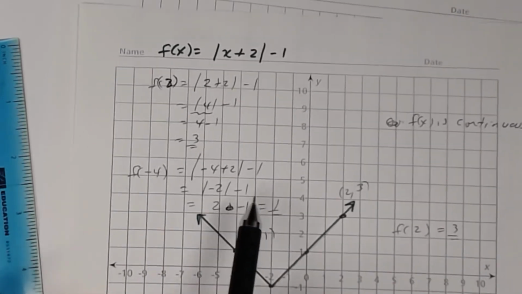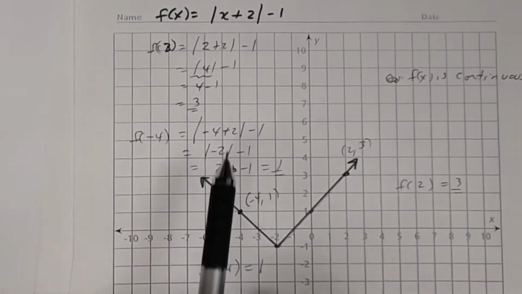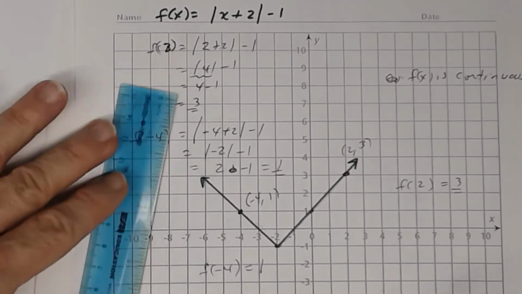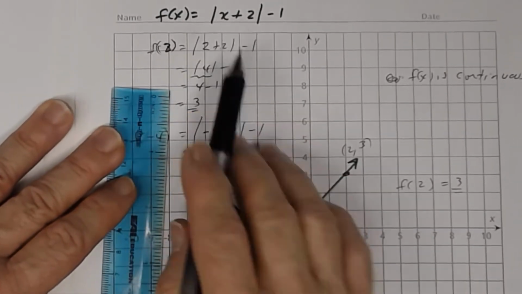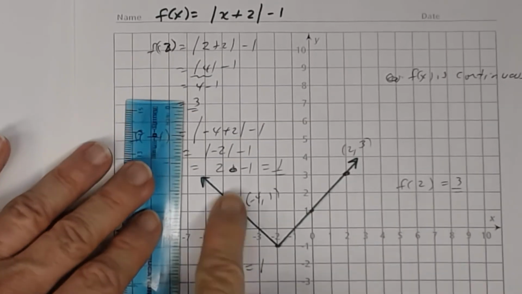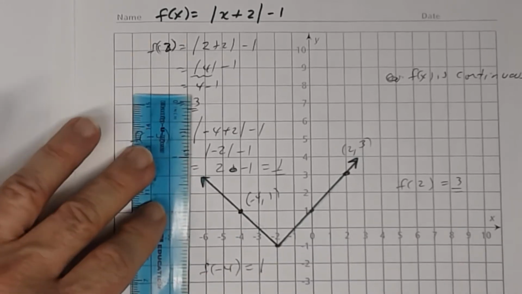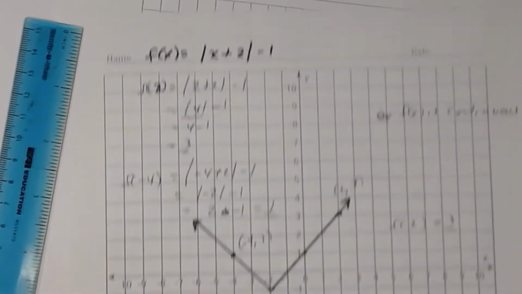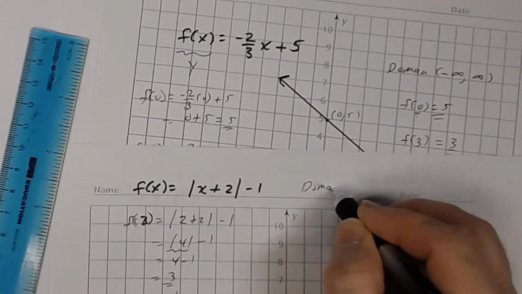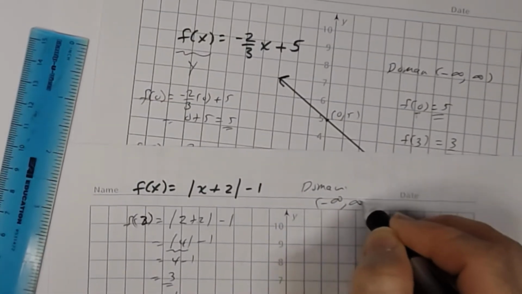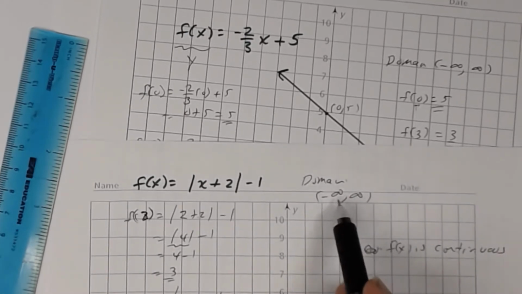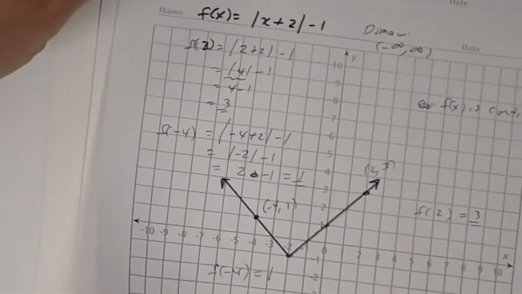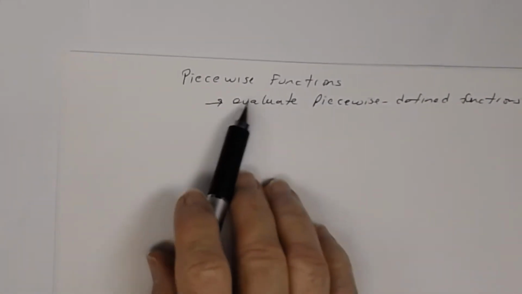All right, now I want you to notice, though, that the domain of this function, right here, if you go from the graph, is from negative infinity all the way to infinity. So the domain here will be negative infinity to infinity. Remember, for infinity and negative infinity, we always use parentheses. Okay? All right, now let's talk about what we mean by piecewise function.